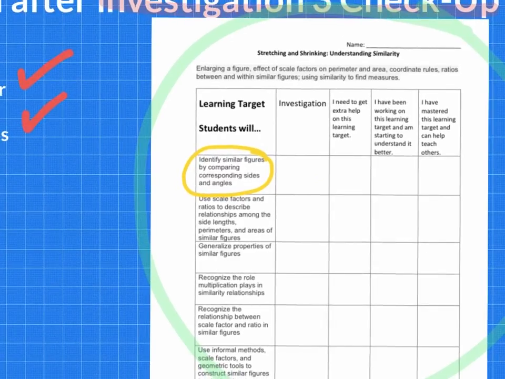So if in number 1 you felt like you needed to get extra help on this during the checkup, you would check off the first box. If you've been working on it and you're starting to understand it better, you check off the middle. And then finally, if you feel like you've mastered it, you had no mistakes, you had no questions, and you can help teach others, you would check off the last section.